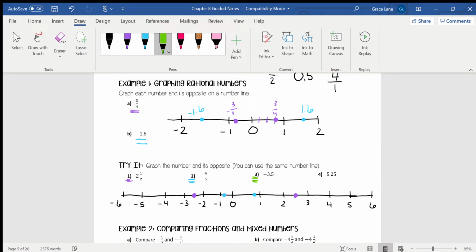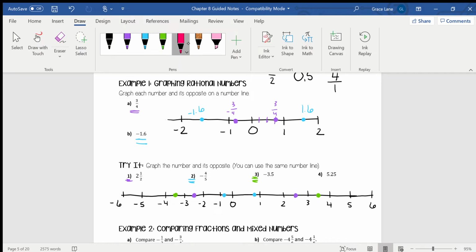-3.5, which is equal to -3.5. So I know that 3.5, like in the positive numbers, is right in between 3 and 4. So the same is true for negatives. It's going to be right in between -3 and -4. Its opposite would be right here at 3.5, +3.5.